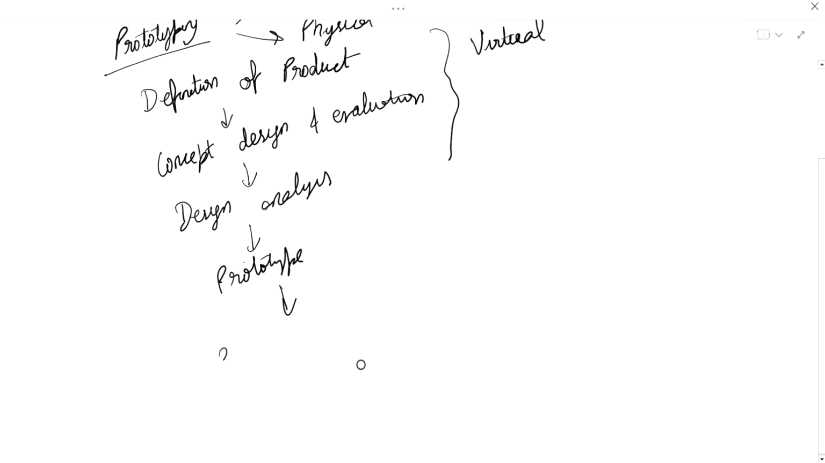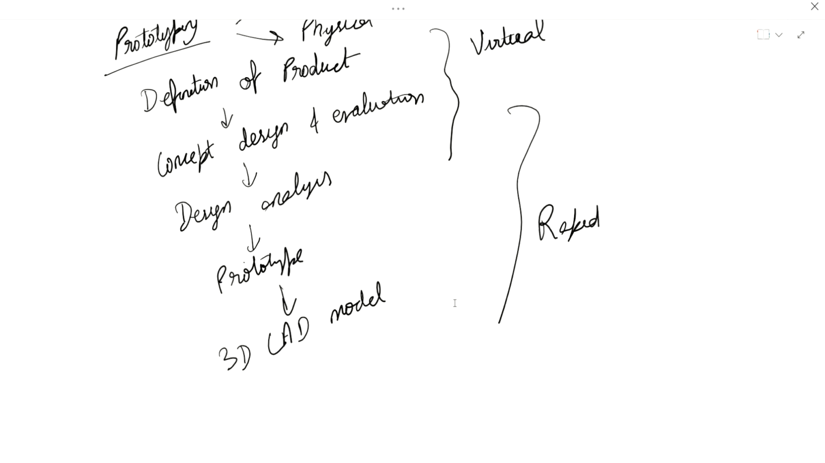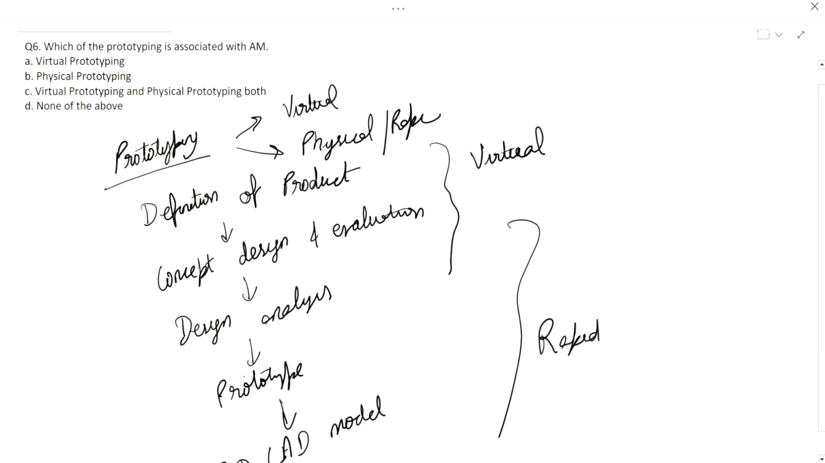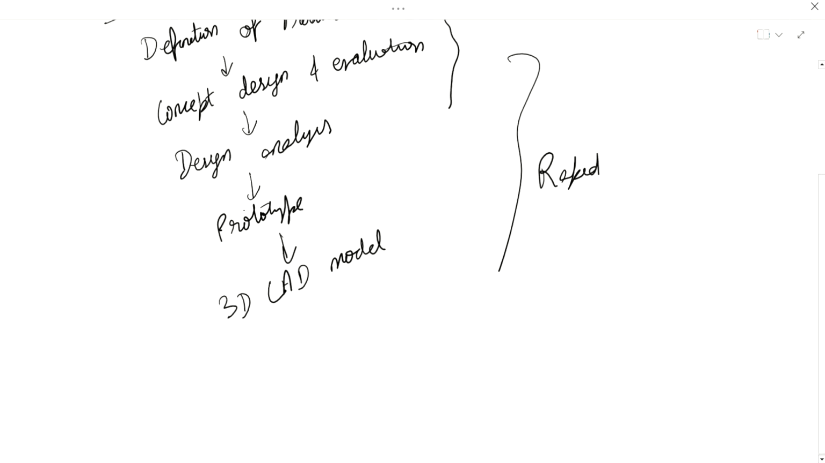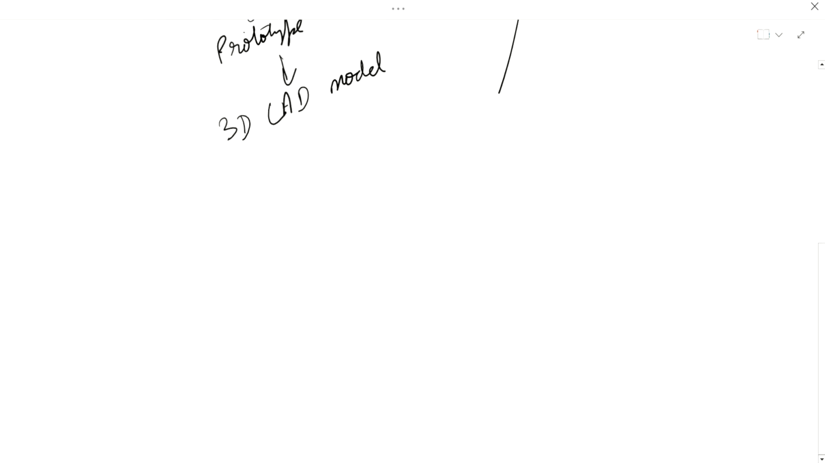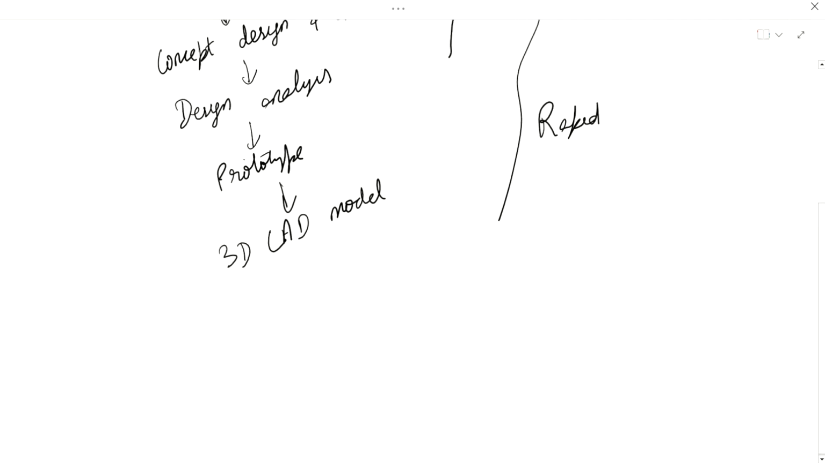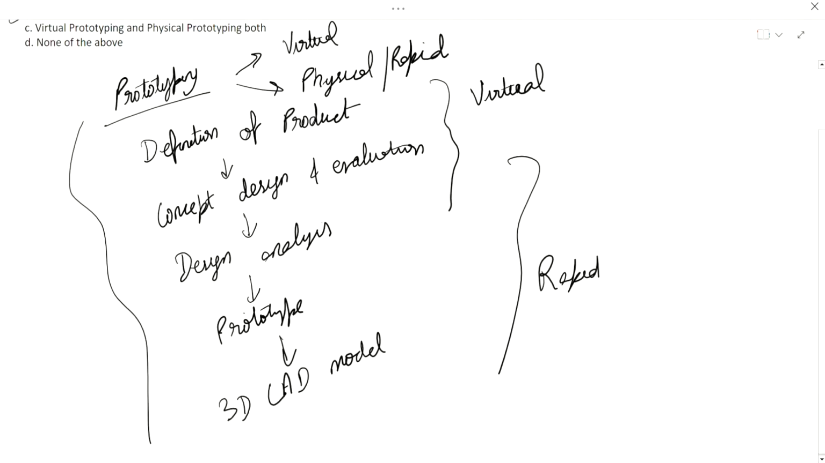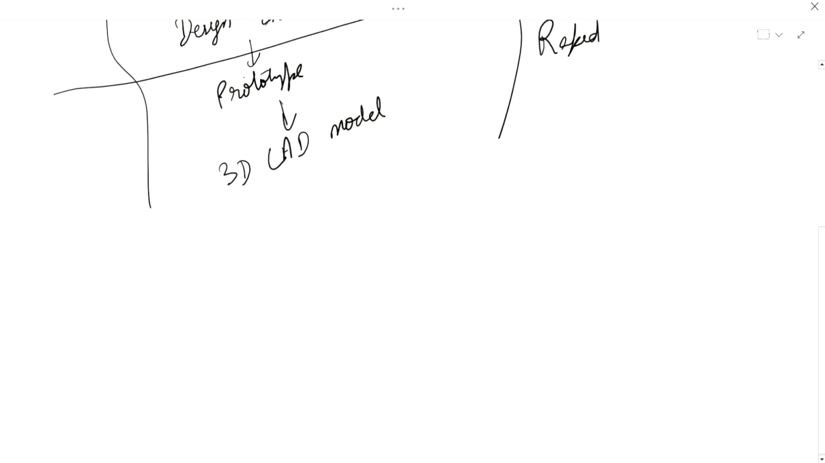Now, when this prototype becomes a 3D CAD model, this entire thing becomes rapid or physical prototyping. So physical prototyping is also known as rapid. So the correct option is physical. So when this entire process happens, this is rapid prototyping. But till here, it is only virtual.